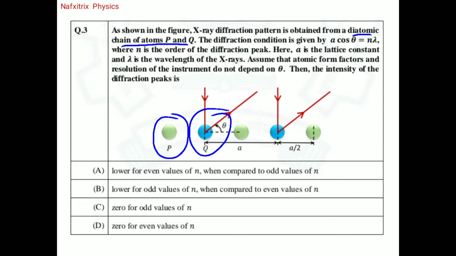So the diffraction condition is given by a cos theta equals n lambda, where n is the order of the diffraction peak, a is the lattice constant and lambda is the wavelength of X-rays. Assume that the atomic form factors and resolution of the instrument do not depend on theta, then the intensity of the diffraction peaks is... So we need to provide information on how the intensity of diffraction peaks would be based on the diagram.